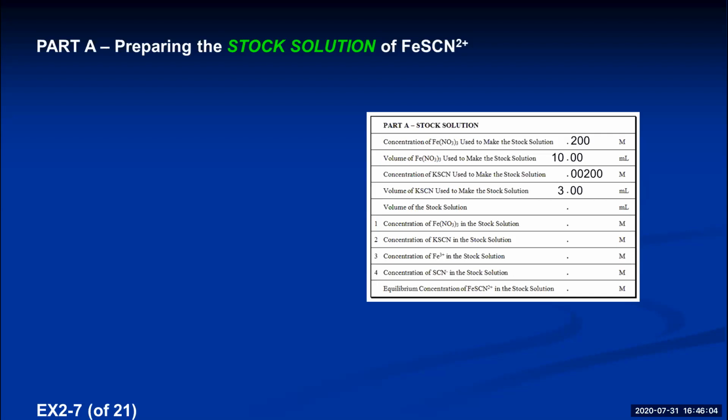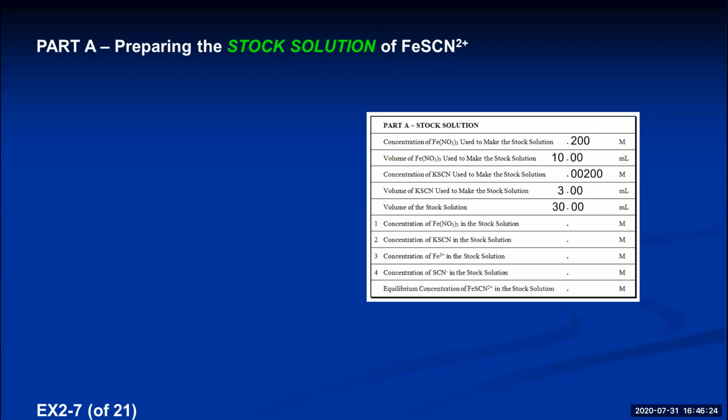Then, what's the volume of the stock solution? Well, we're mixing 10 milliliters of the iron 3 nitrate solution with 3 milliliters of the potassium thiocyanate solution, and then with 17 milliliters of nitric acid. That adds up to 30 milliliters altogether. So the volume of the stock solution we're going to produce is going to be 30.00 milliliters.